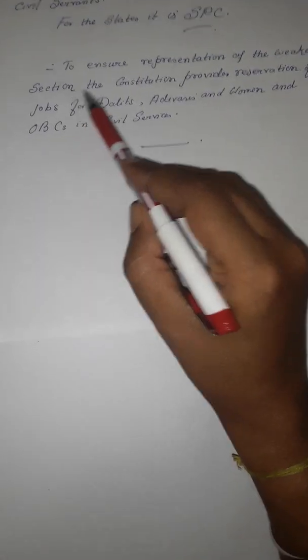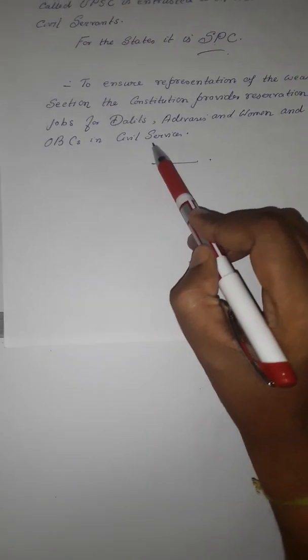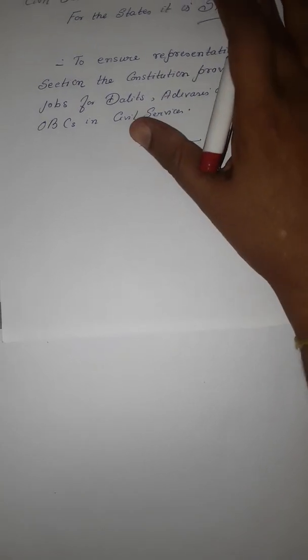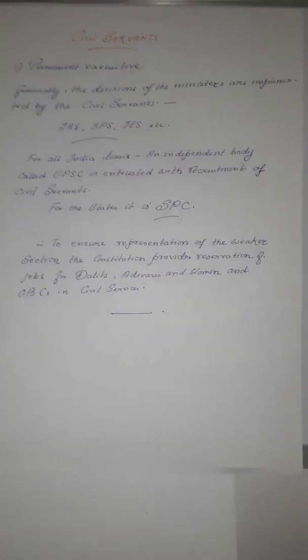Next, to ensure representation of the weaker sections, the Constitution provides reservations of jobs for Dalits, Adivasis, women and OBCs in the civil services. Okay. Now these are the things you need to know from this chapter. Okay, thank you.